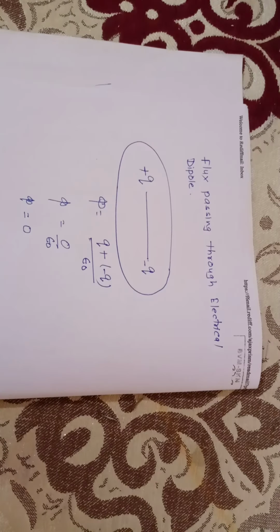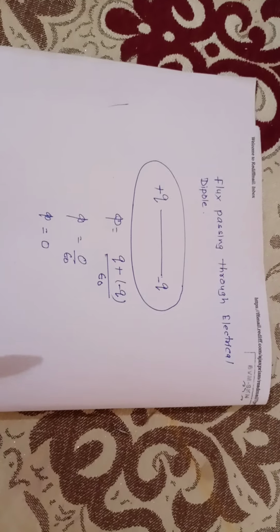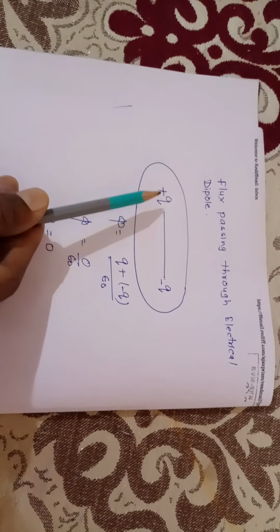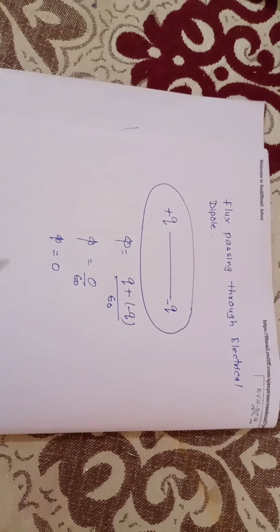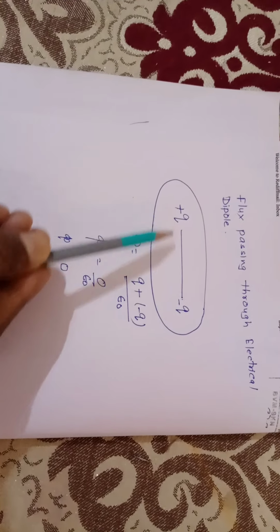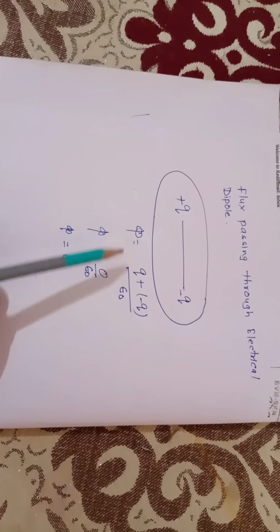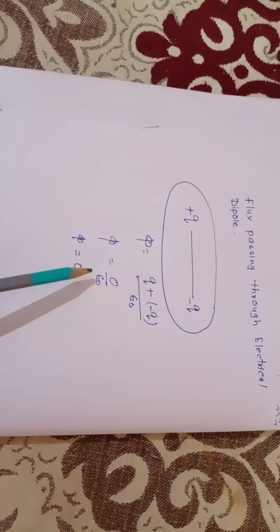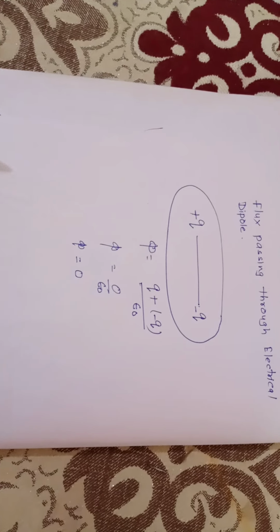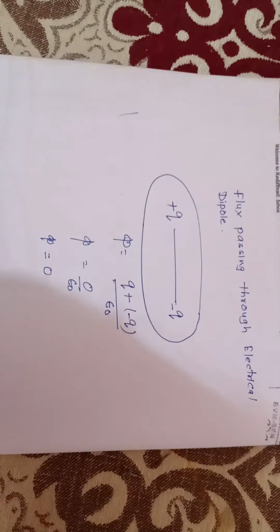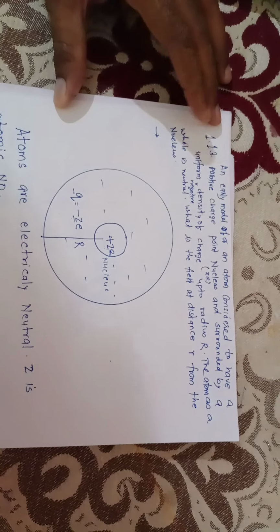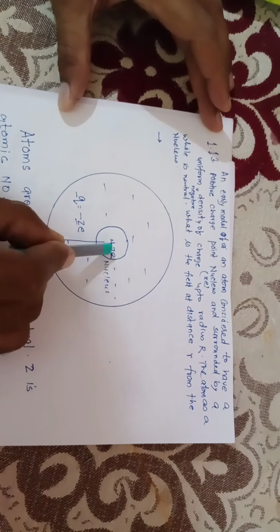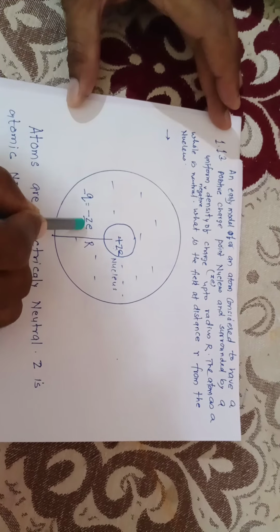You all know that if we have a dipole, a dipole consists of plus q charge and minus q charge, so the net flux phi will be (plus q minus q) by epsilon 0, which is equal to 0, so flux will be 0. Now in our case, we have plus Ze charge and minus Ze charge, plus Ze charge here, and minus Ze charge is around.